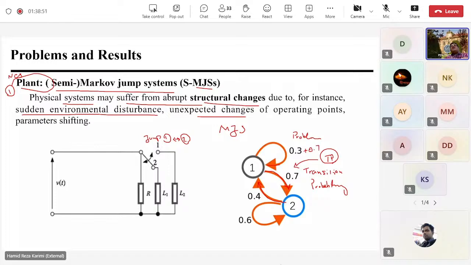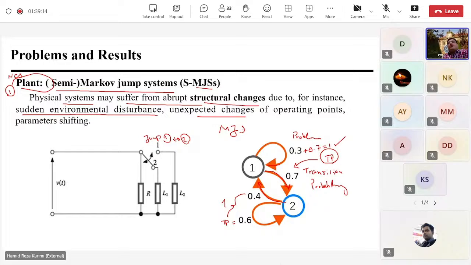And this is also okay from mathematics. So for system number 2, with the TP 0.6 it remains at the same system, but with 0.4 it goes to the other one. Again the summation becomes 1.